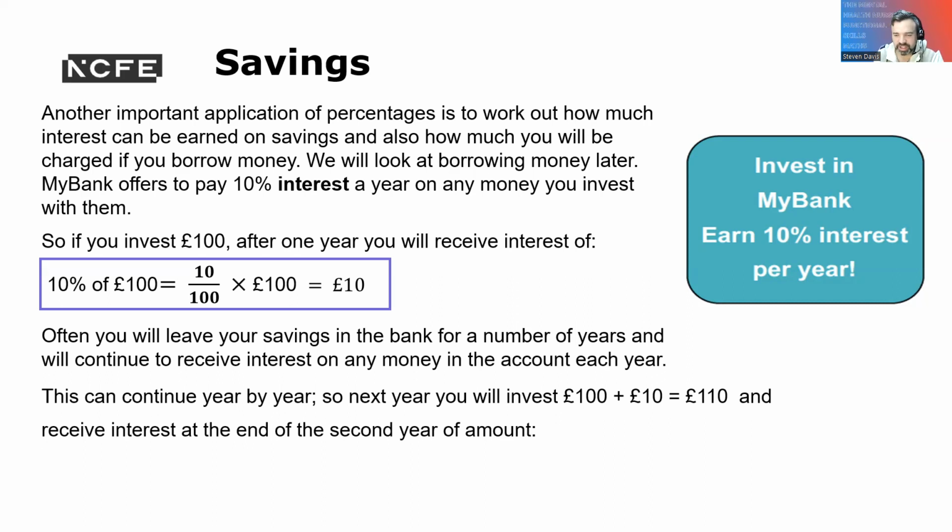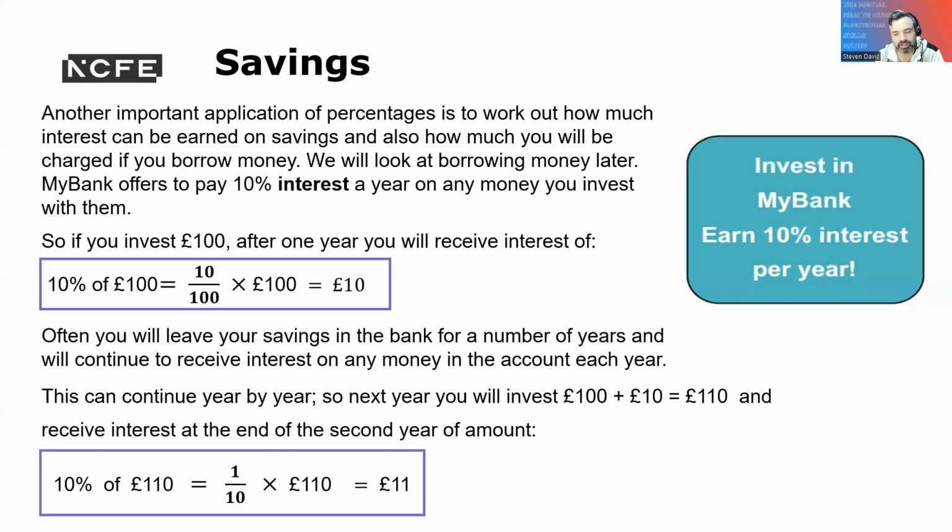This can continue year after year. So next year you will invest £100 plus 10 equals 110. Interest received at the end of the second year would then be, we know what 10% of 100 is, that's 10. So 10% of 10 is 1. So then that's got to be 10 plus 1 is 11. There we go. So 10% of 110 equals 1/10 times 110 equals £11. And then we just add that on. So you now have £121 to invest in the next year, and so on.